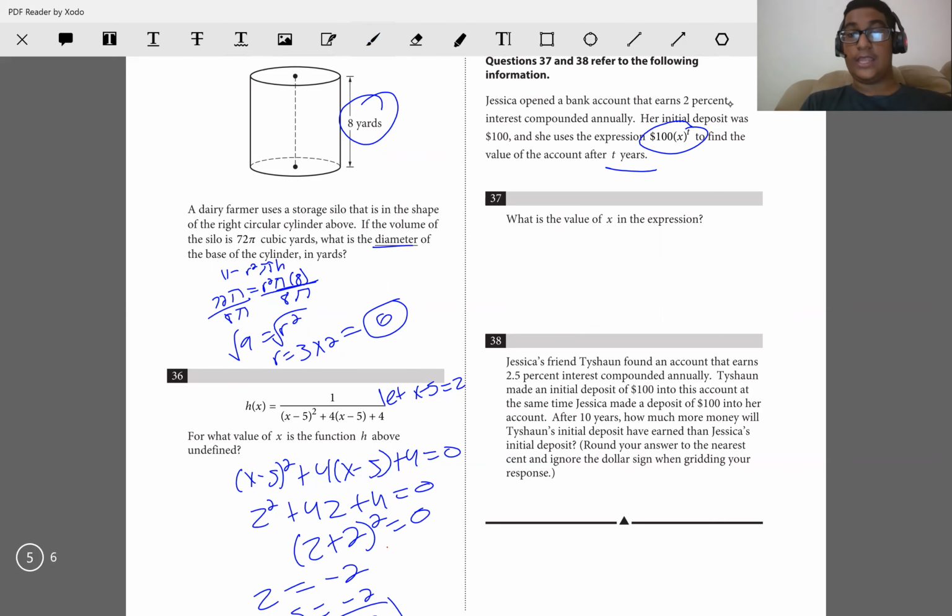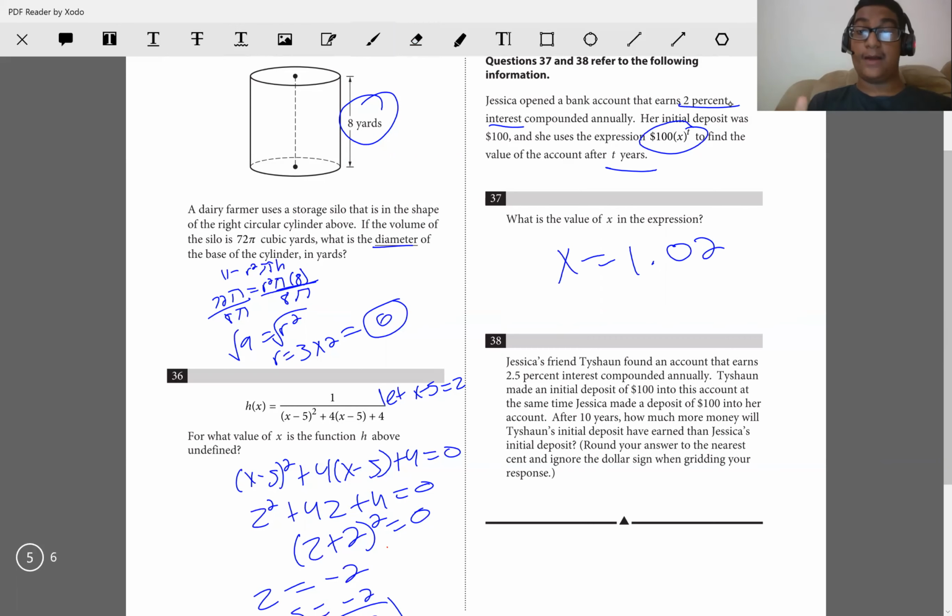So x is the interest that she earns, and what's the interest she earns? 2%. Some people may say the value of x is 2. That's wrong because it's 2%. So you might be saying, okay, nice, the answer is 0.02. However, that implies that she's losing money every year, and she's losing a lot of money at that. So that's not the right answer. The correct answer is x equals 1.02. That shows that she's getting an increase in her money every year, but only by 2%. So that's the right answer for x.